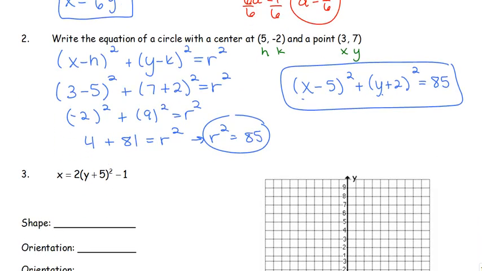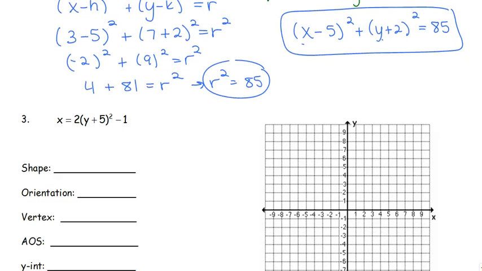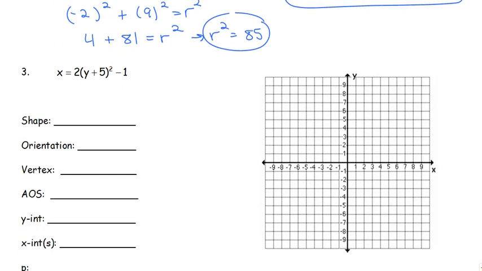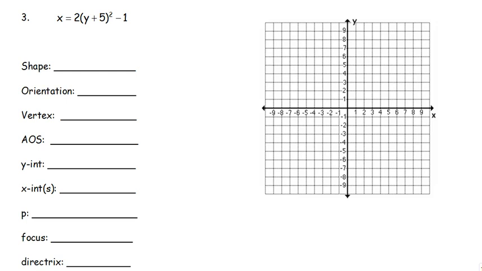Okay, so now on to graphing our conic sections. Looking at number 3, I see that we've got x equals 2 times the quantity, y plus 5 squared minus 1. When I look at a conic equation, I first try to think about what is it. Well, I see that only one variable is squared, and I see that it's an x equals a y squared, so I know that this is going to be a sideways parabola.